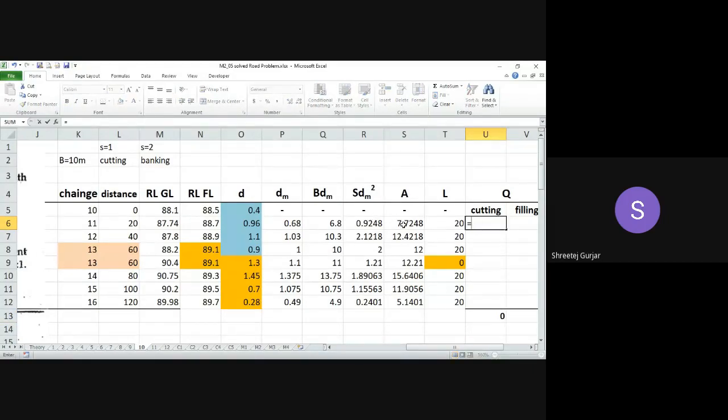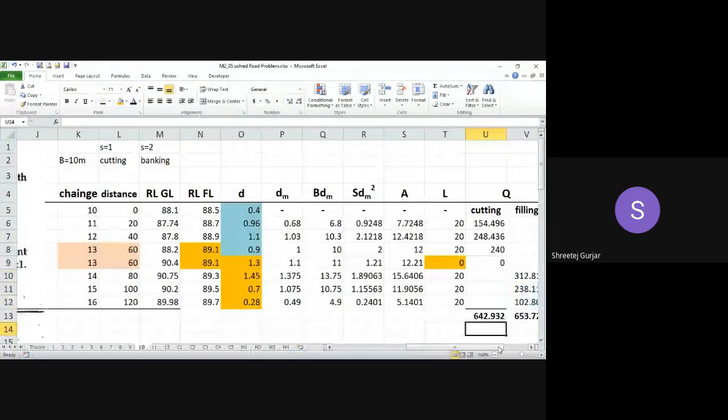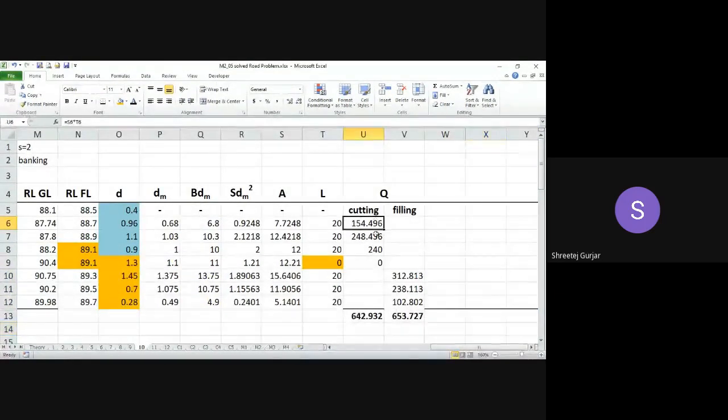Equal to area into what? Area into length. Sorry, so here you have to drag the whole thing. So this is for your filling. The values that we have got for cutting is 642, and the value which we have got for filling is 653. Okay, so remember it is 642 and 653.